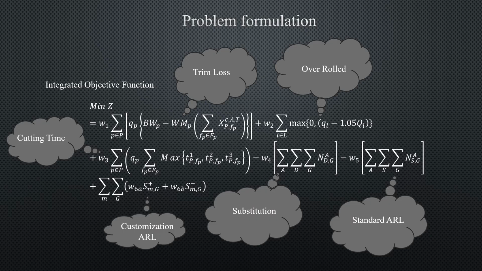Crucially, product substitution and standard ARL usage are assigned a minus sign in the objective function. Since our primary goal is a minimization, these negative coefficients act as an incentive, encouraging the mathematical model to maximize the utilization of slow-moving stock and standard inventory.